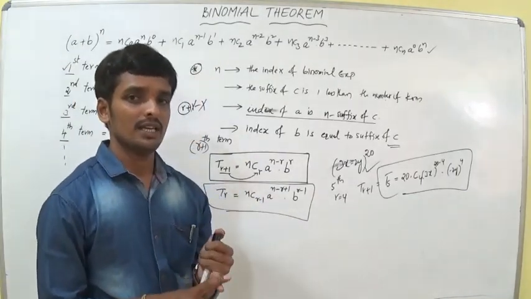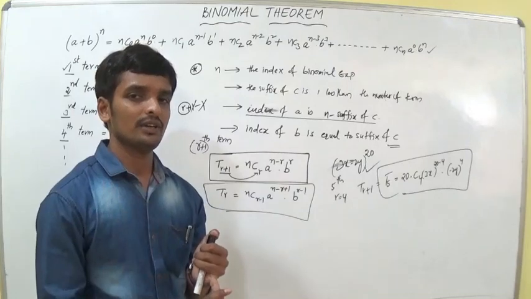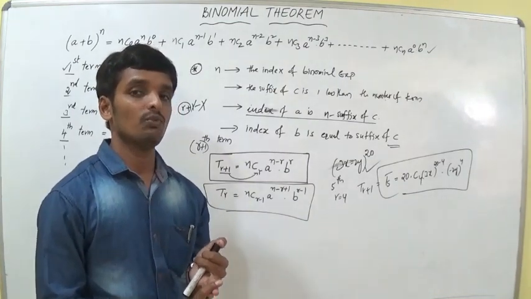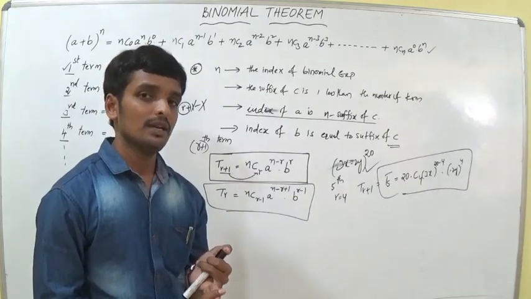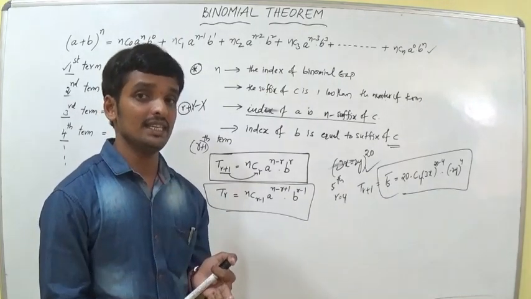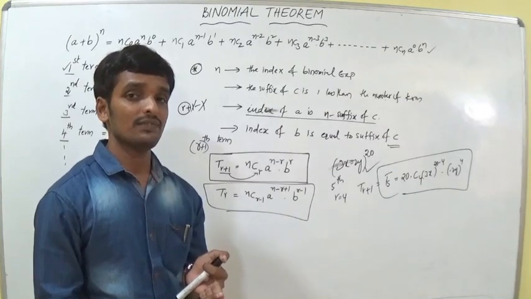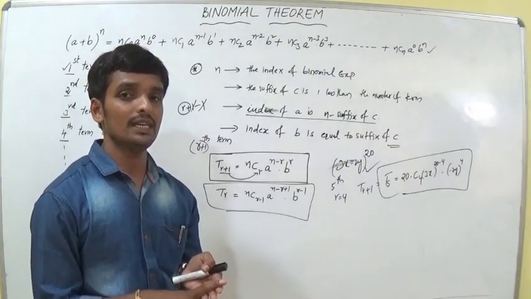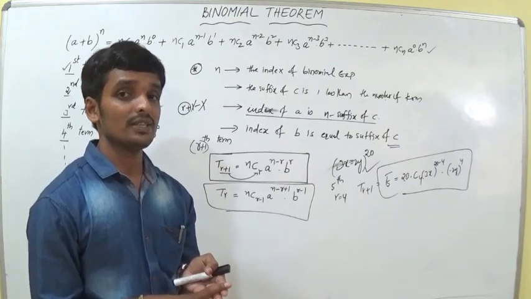The first point is n is equal to the degree of the binomial expression, and the suffix of C is 1 less than the number of the term. The A index is n minus the suffix of C, and the fourth point, the index of B is equal to the suffix of C.